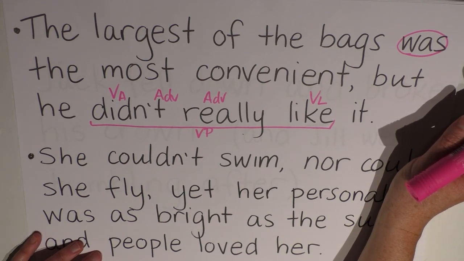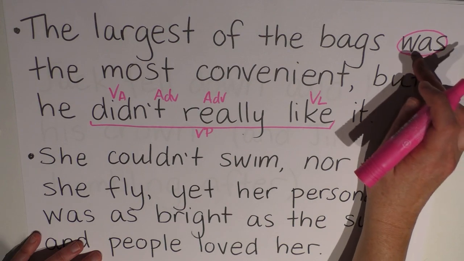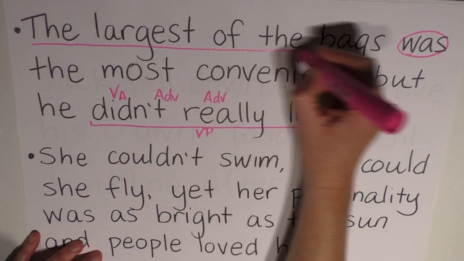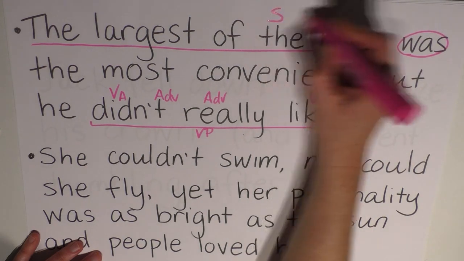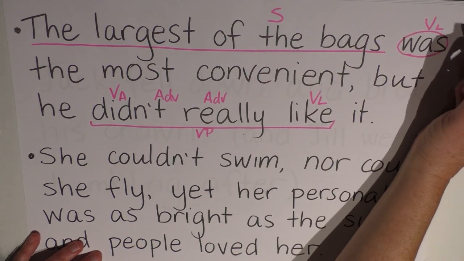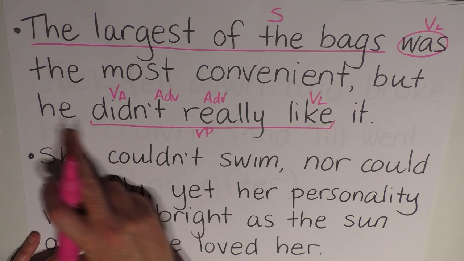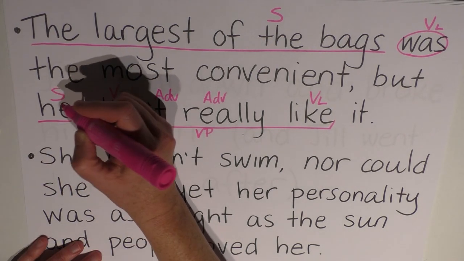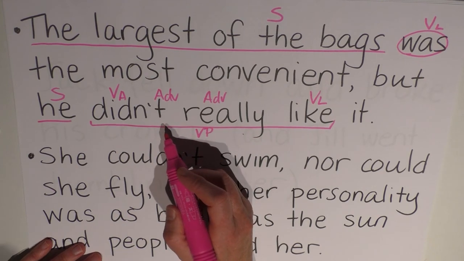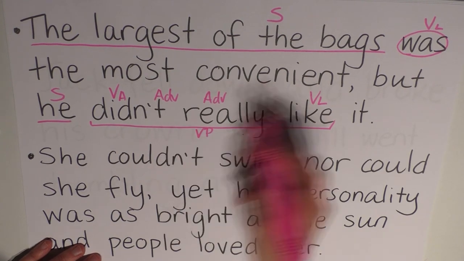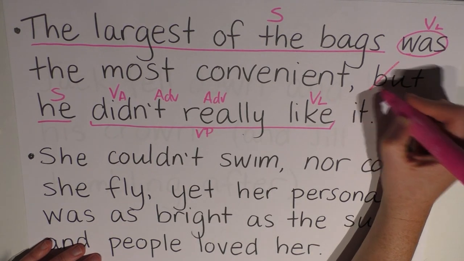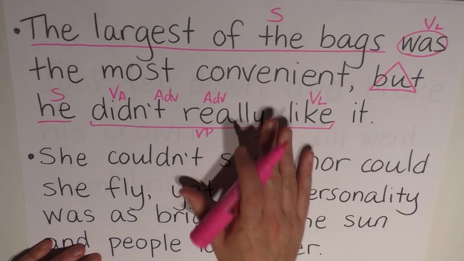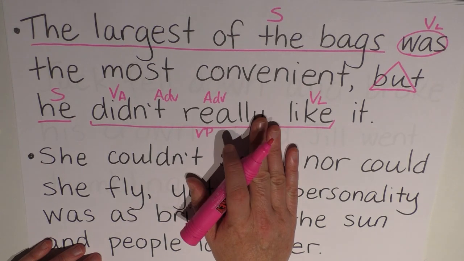Now we're going to see if we can find the subjects for each one. What was? Well, the largest of the bags was. This whole thing is the subject here. And let's find the subject for the verb just before: he. So he is the subject here. So we have two subjects, two verbs. Now where's our conjunction? Here it is: but. We know that but is one of our coordinating conjunctions. So this is definitely a compound sentence and it has two clauses.